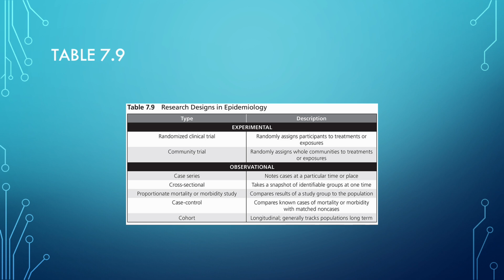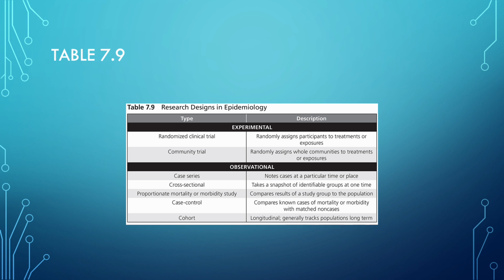For randomized clinical trials, that's when participants are randomly assigned to treatments or exposures, and somebody is usually assigned to a control group. So if we think about a medication or drug trial, one group would get the drug and one group would get a placebo. That's a randomized clinical trial.